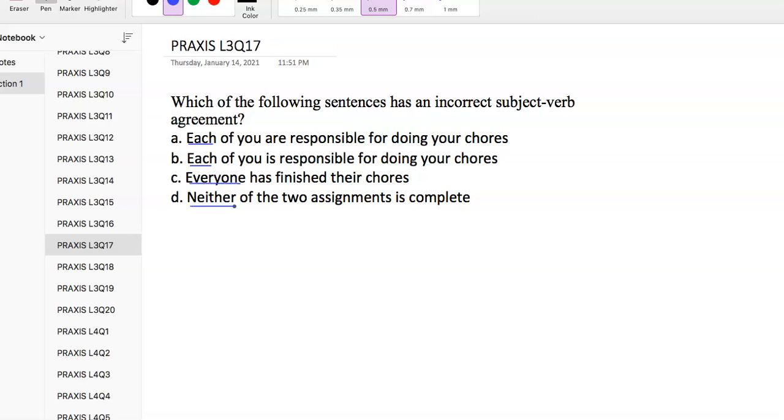neither. Okay, so with each, everyone, and as well everybody, they are singular and therefore require singular verbs. So is would be a singular verb, but are would not. So when you see each of you are responsible, each of you is responsible. So each and is have the correct subject verb agreement. Each and are do not have the correct subject verb agreement, and therefore answer choice A is incorrect.